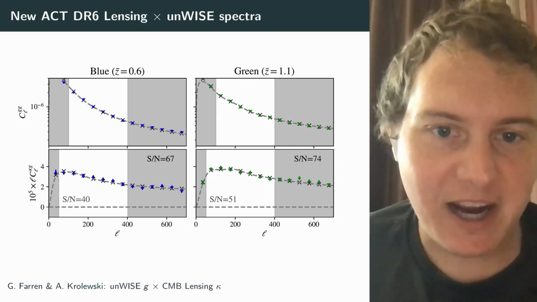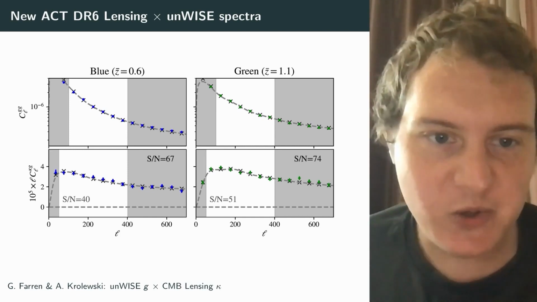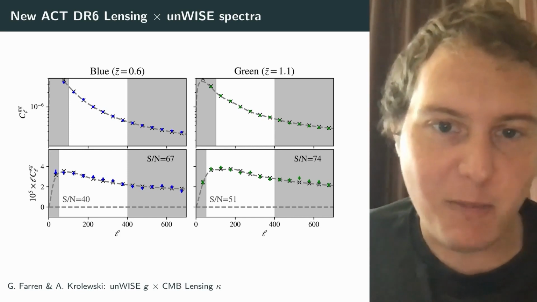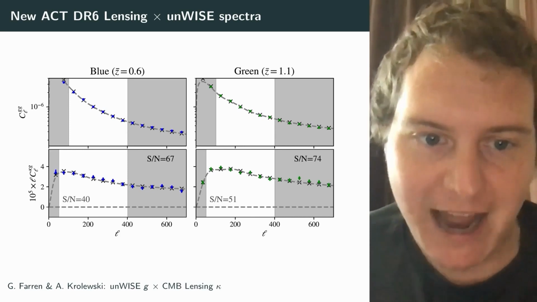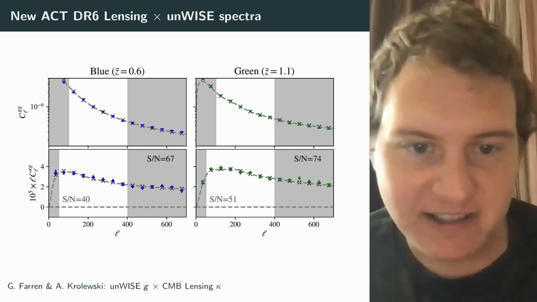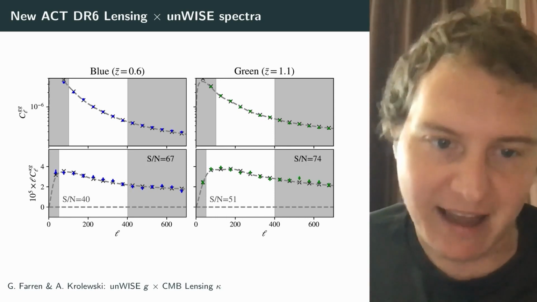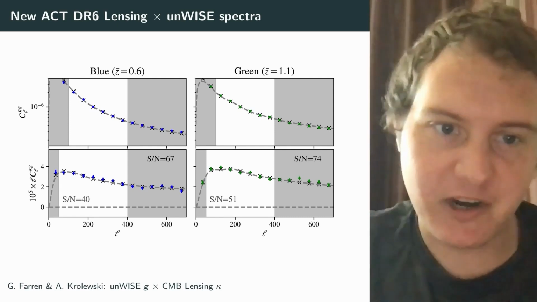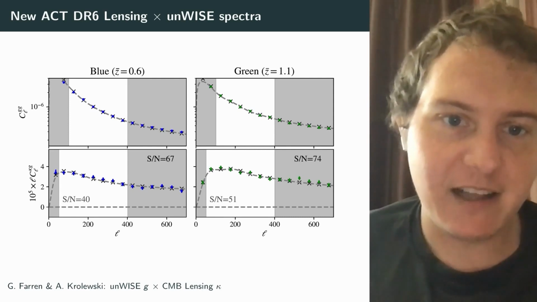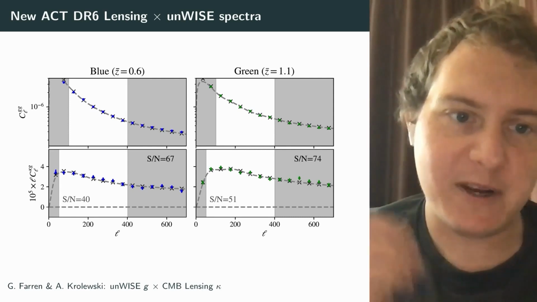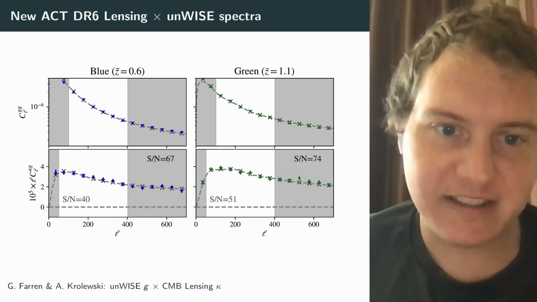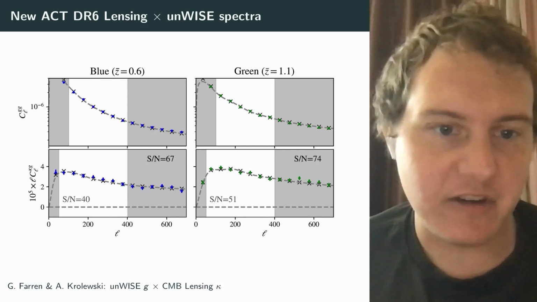So here we're also showing the scales that we use. The scales that are omitted are given in gray. We're omitting small scales because they're harder to model. That's the exclusion over on the right. And we are omitting large scales because they are more sensitive to observational systematics. That is the exclusion over on the left.